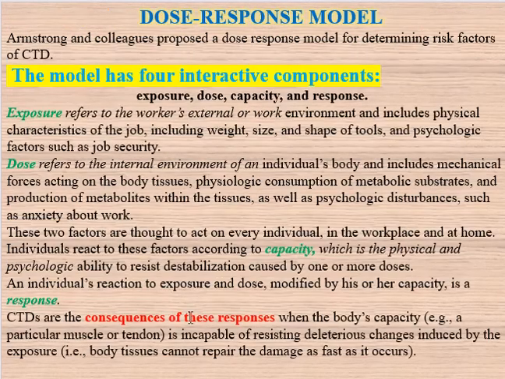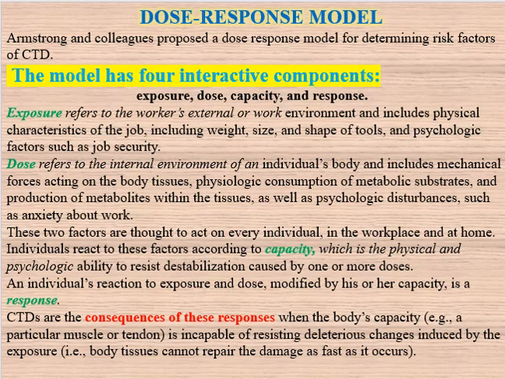Now look at the dose response model. Armstrong and colleagues proposed a dose response model for determining risk factors of CTDs. The model has four interactive components: exposure, dose, capacity, and then response. What is exposure? Exposure refers to the worker's external or work environment and includes physical characteristics of the job, including weight, size, and shape of the tools, and then psychological factors such as job security. This is exposure basically.